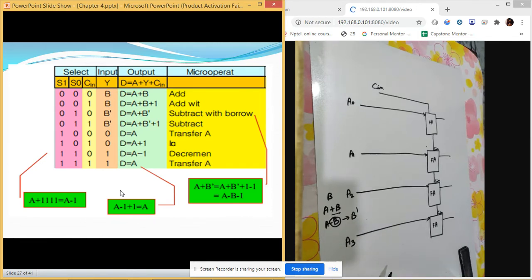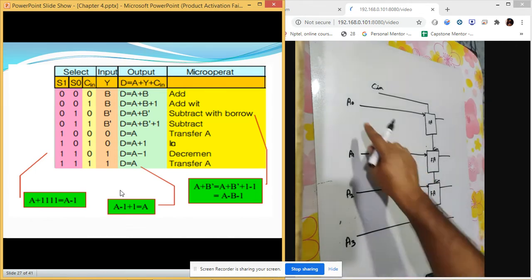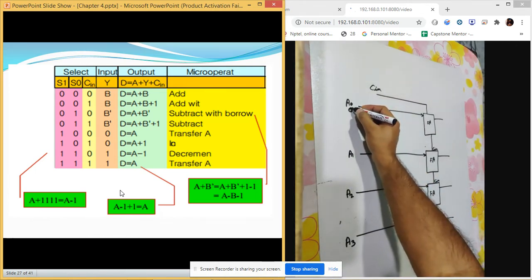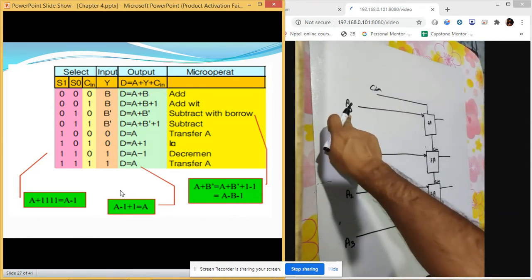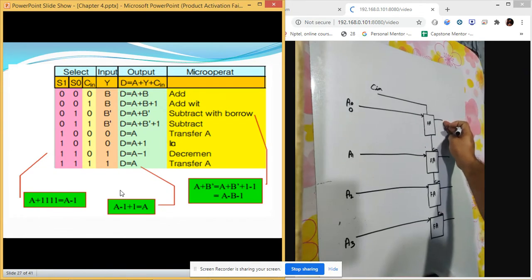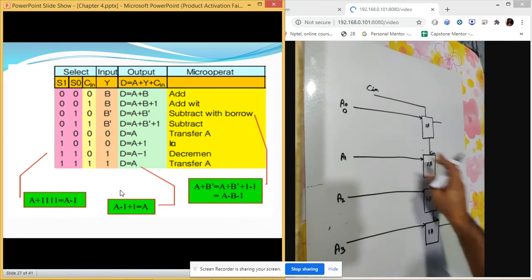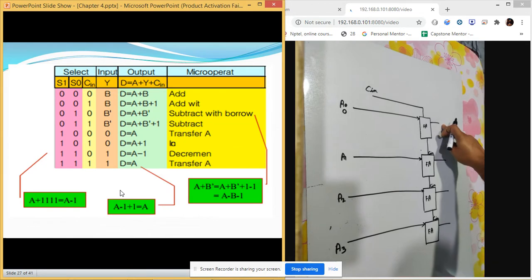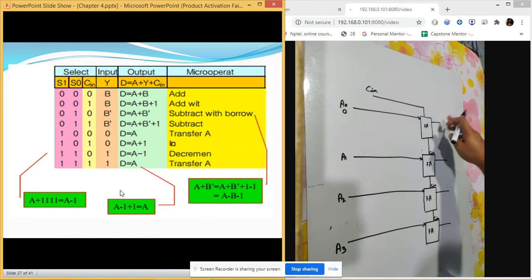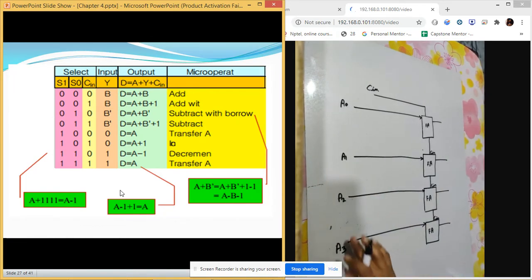If we want to perform transfer of A, now what is the transfer of A? I will just tell you that now. Assume that I have given a value 0 at A. If I get the same value which I gave at this place in the output, then it is known as a transfer of A operation. Whatever I have given in the input of A, I am getting the same value at the output. So that is a transfer of A operation. After this, let us move to the next part.